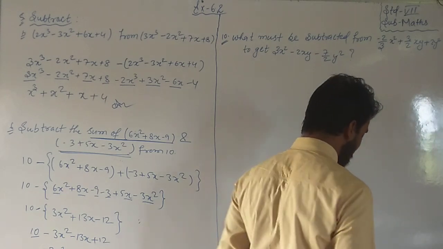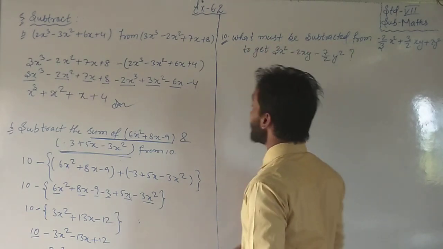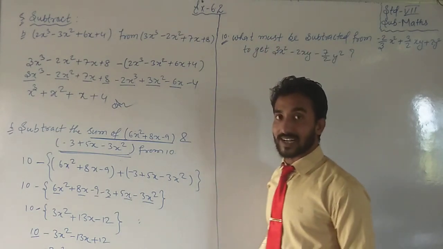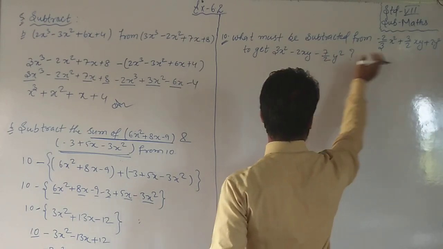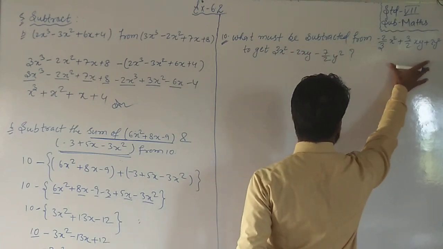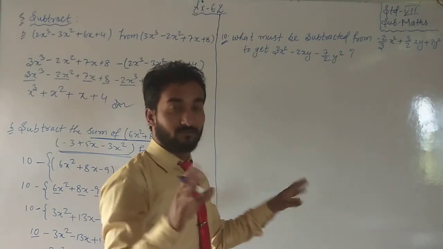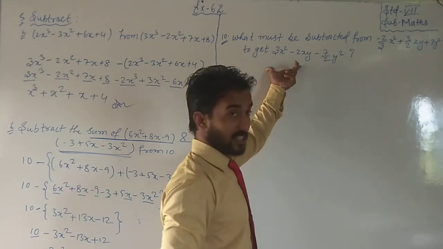So students, question number 10 we will discuss: what must be subtracted. Question here: what must be subtracted from this term. It means what number we don't know, which number we will subtract from this number, then the answer will be this one.